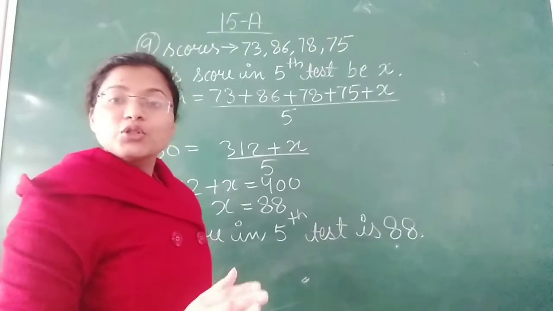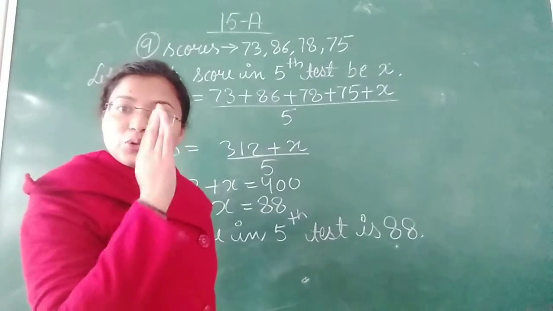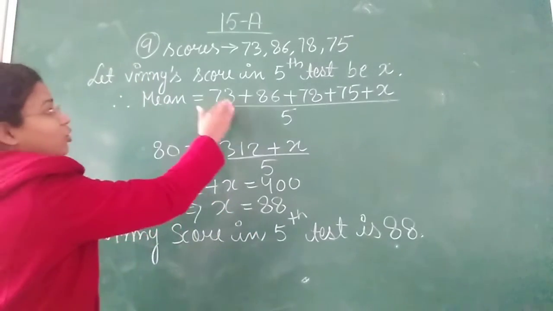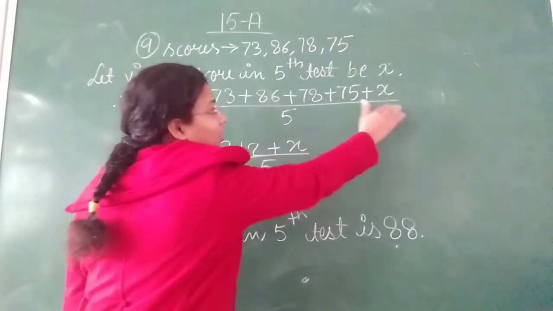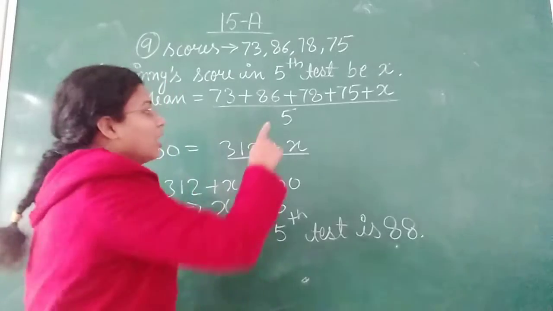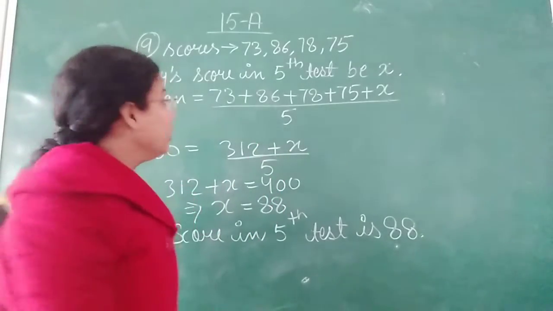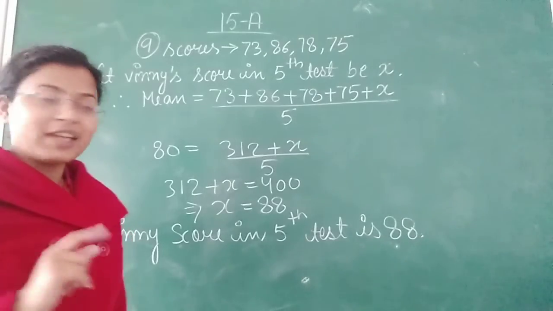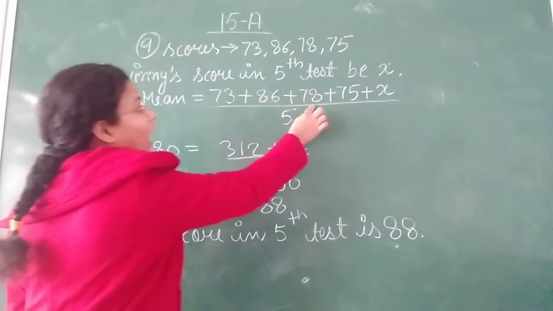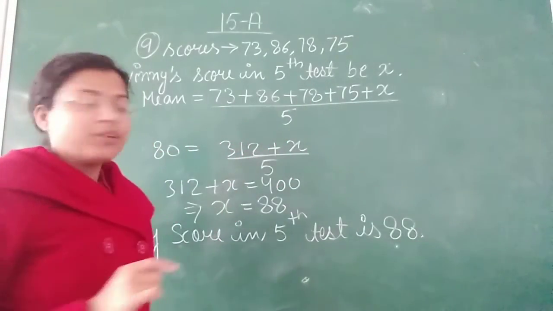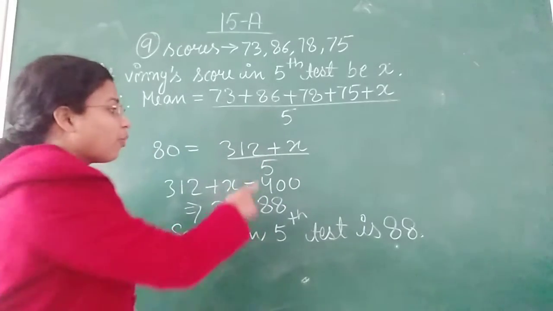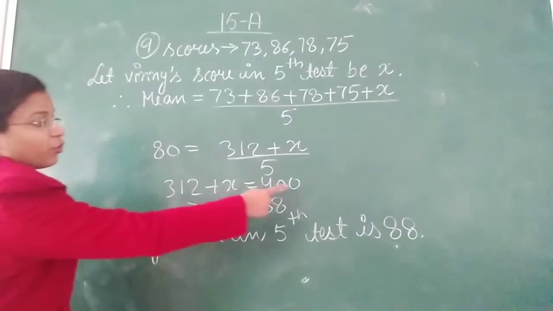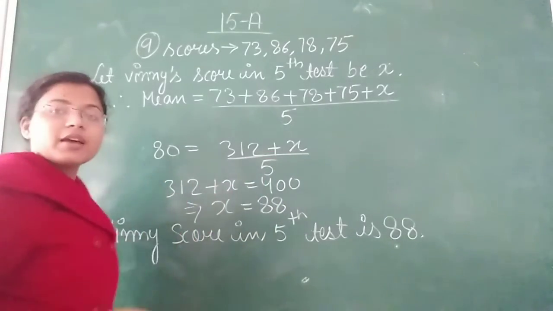Mean is equal to the sum of the observations upon the total number of observations. First we add the 5 test marks, upon the total, which is 5. The mean is already given in your question, that is 80. Now when we add them, we get 312 plus x, upon 5. Now we just cross multiply.